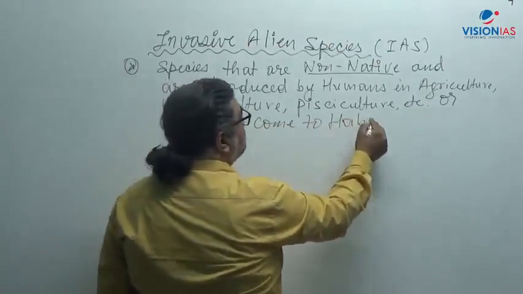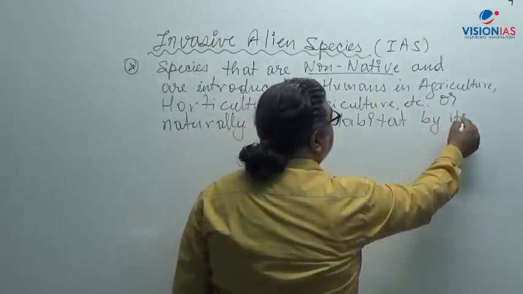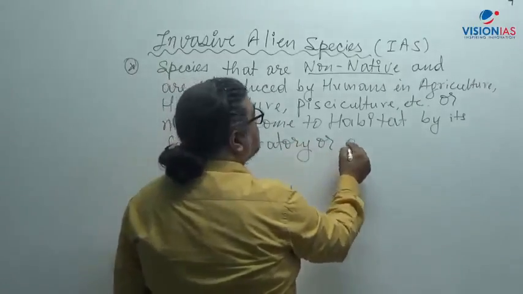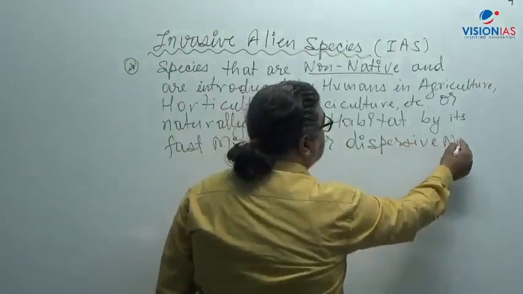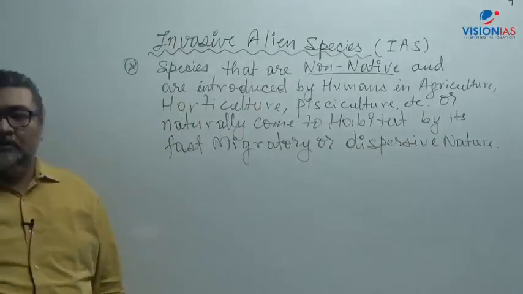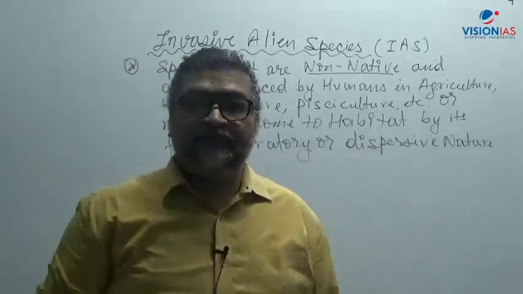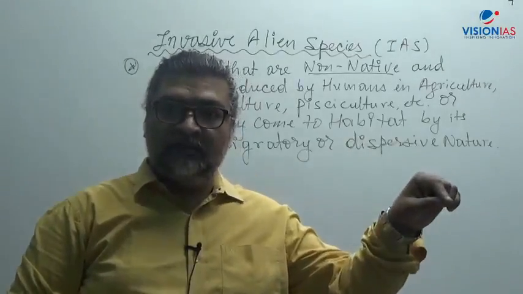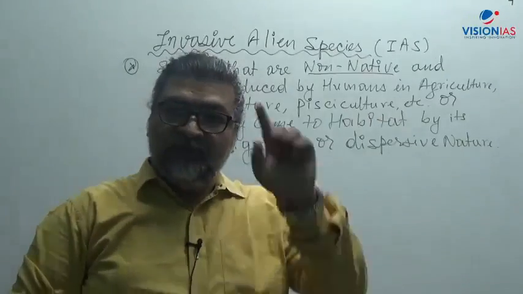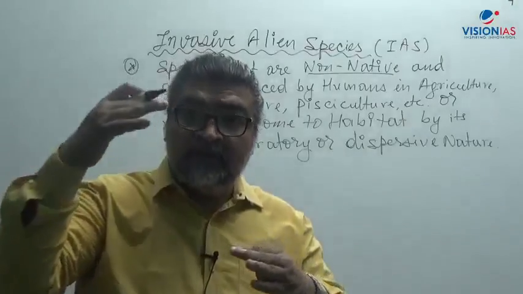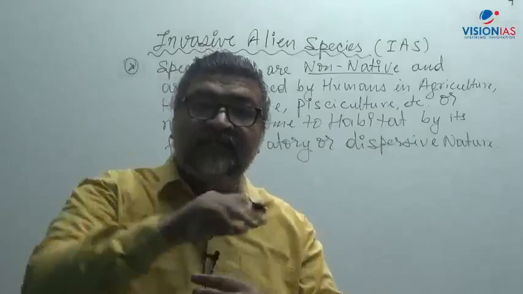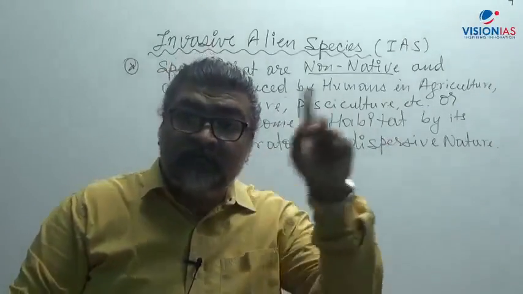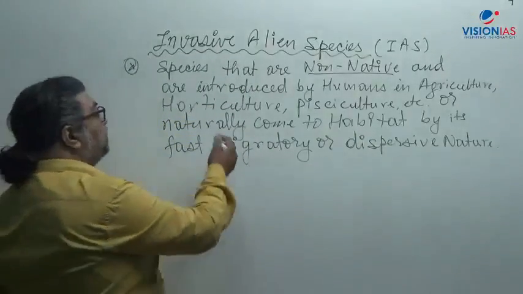Or they naturally come to a habitat by their fast migratory or dispersive nature. They disperse very fast. What is an invasive alien species? They are non-native, coming from outside the habitat. Either we as human beings bring them in through aquaculture, pisciculture, agriculture, or horticulture, or sometimes by the wind, by biological organisms, or by any agency of nature, they are able to migrate and move to a new habitat. They are called invasive alien. Alien means outsider, right? That's where the word alien comes from.